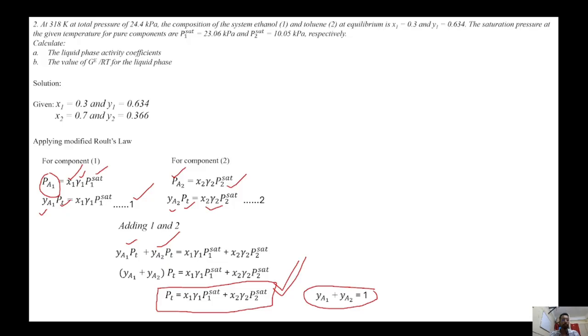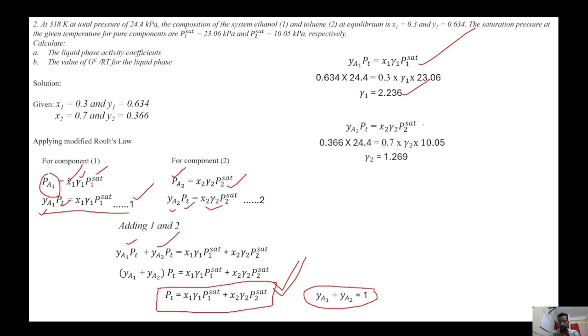GATE is asking from solution thermodynamics, very specifically from this topic. Now our job is to find the activity coefficients. So first apply equation 1. This is equation 1, a similar equation. Put in all the values; everything is given except the activity coefficient. It will come to 2.23. Second, the same thing for component 2: the activity coefficient comes to 1.269. Okay, so we have found the first part.